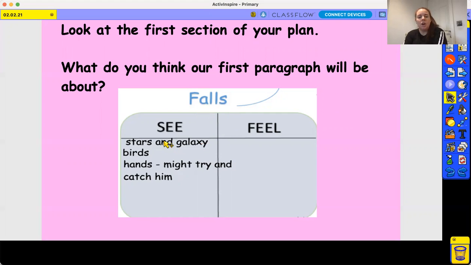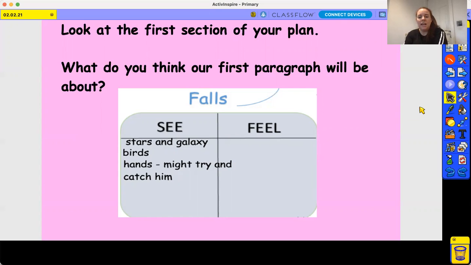What might you see? The stars and galaxy, or the birds, the hands that might try and grab him and feel. And I'm sure you've come up with some much better ideas, what feelings he might have, feeling anxious. Remember that we talk all the time about show, don't tell. Don't tell me he feels anxious. Don't tell me he feels scared. But how could you describe that? You know, his palms were sweaty. He felt butterflies in his stomach. They're the types of things that we would use to describe how he'd feel.